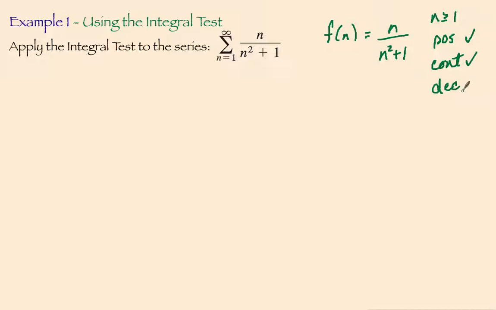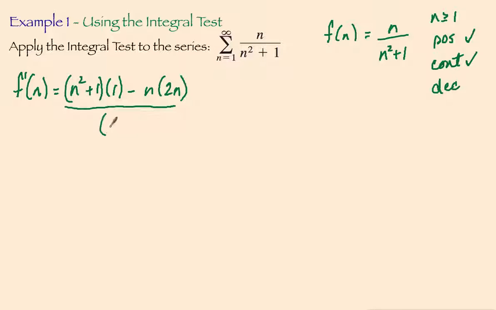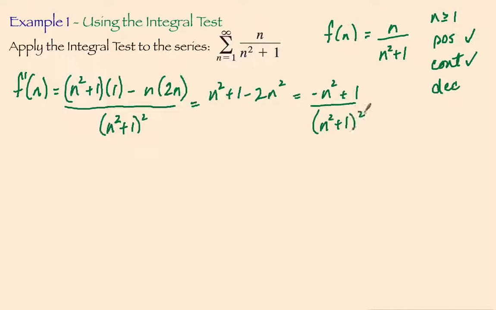To determine whether or not it's decreasing, we're going to need to look at the first derivative. So f prime of n is equal to, using the quotient rule, the denominator, n squared plus 1, times the derivative of the numerator, which is 1, then minus the numerator times the derivative of the denominator, 2n, all over the denominator squared. Simplifying this numerator gives me n squared plus 1 minus 2n squared, which simplifies to negative n squared plus 1, all over n squared plus 1 quantity squared. I didn't write the denominator there, but you know it goes there.